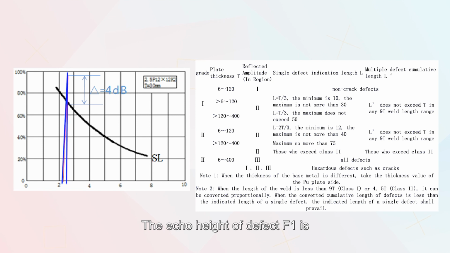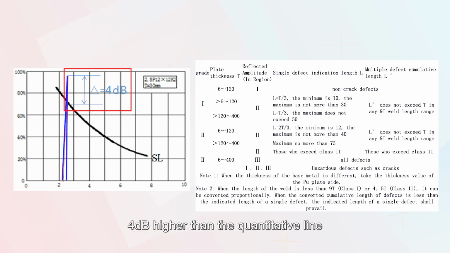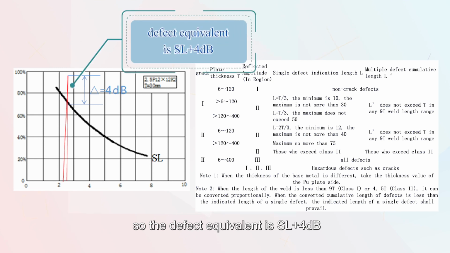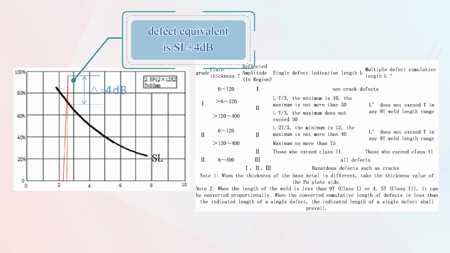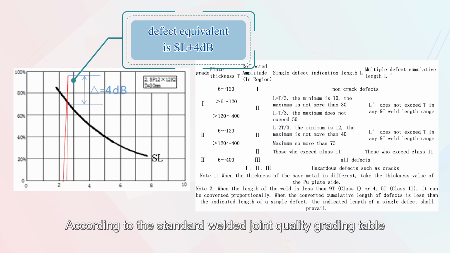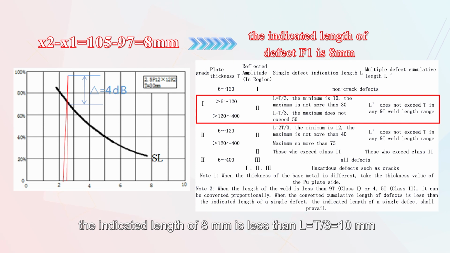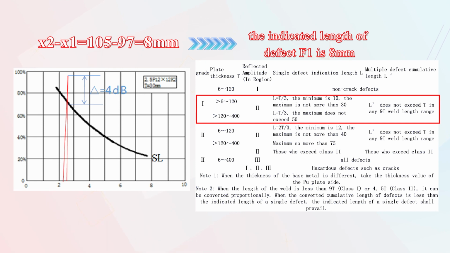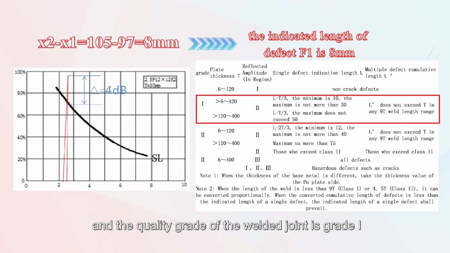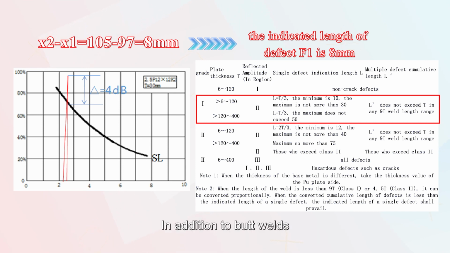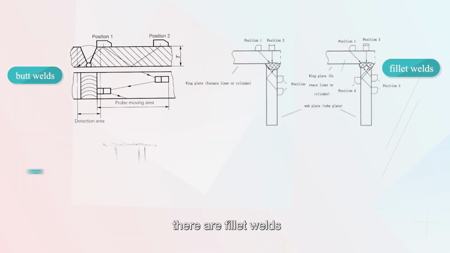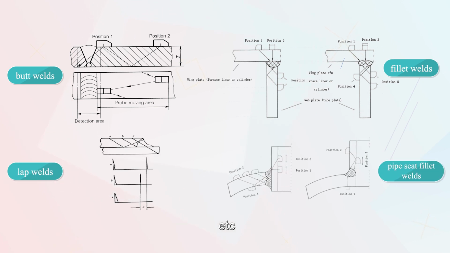The echo height of the defect F1 is 4 dB higher than the quantitative line, so the defect equivalent is SL plus 4 dB. According to the standard welded joint quality grading table, the indicated length of 8 mm is less than L equal to T and 10 mm, as we can see in the formula. The area where the reflected wave height is located is the second zone, and the quality grade of the welded joint is grade 1. In addition to butt welds, there are fillet welds, lap welds, pipe seat fillet welds, etc.